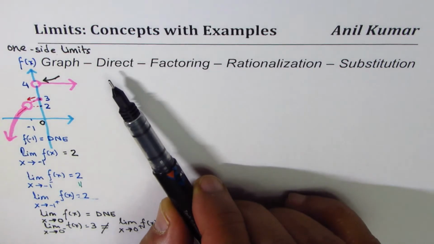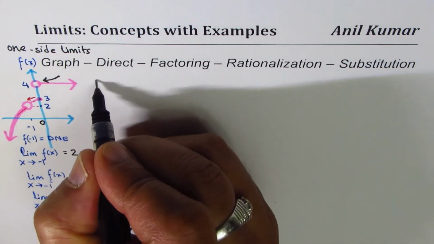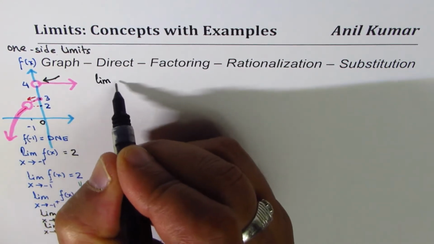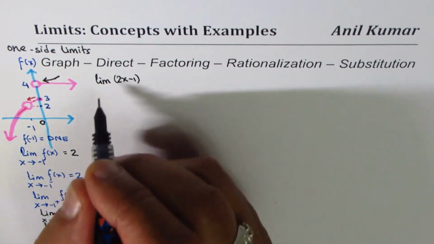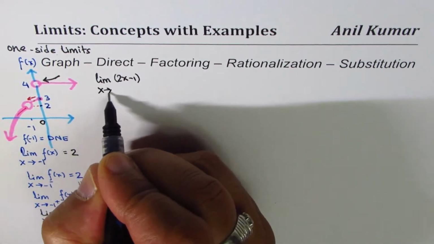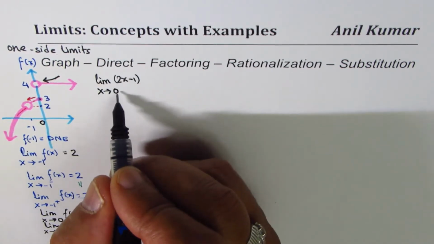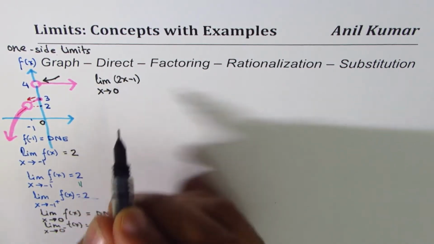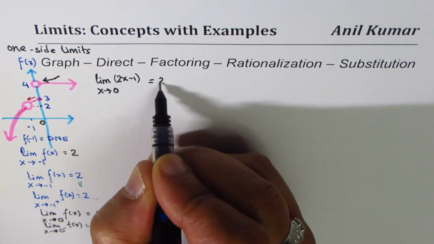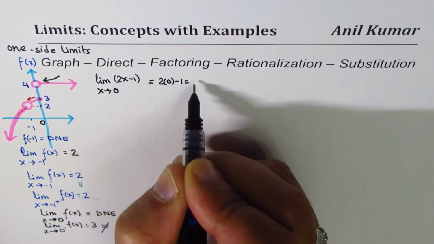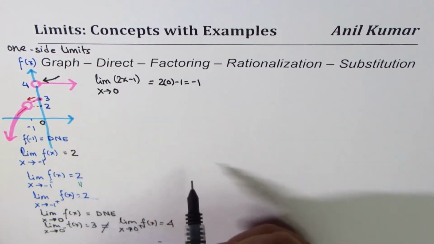Now let's look into direct substitution to find limits. Let's say we have a function which is, let us say 2x minus 1. Now this is a continuous function. If I want to find limit as x approaches 0, the only thing I have to do here is substitute 0 here, right? So as soon as I substitute 0, I get 2 times 0 minus 1, which is minus 1. So the limit exists and it is minus 1.